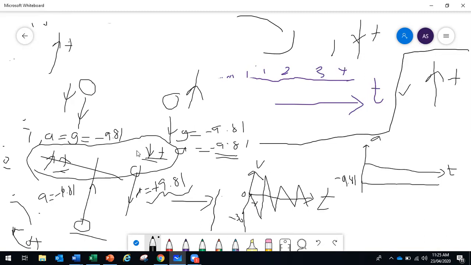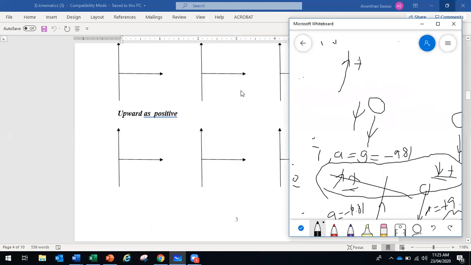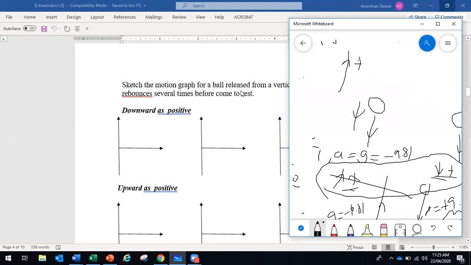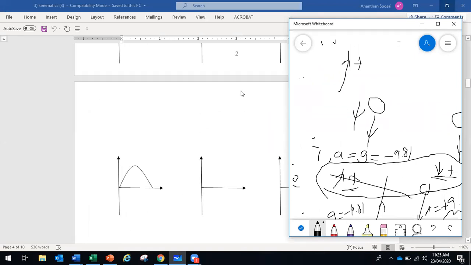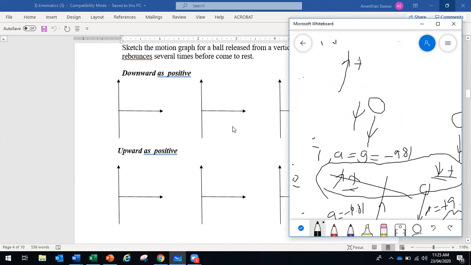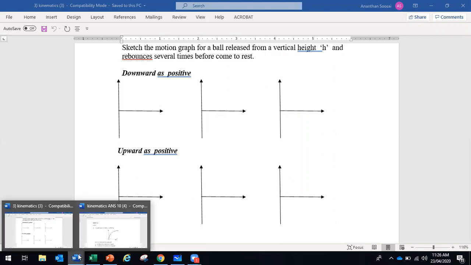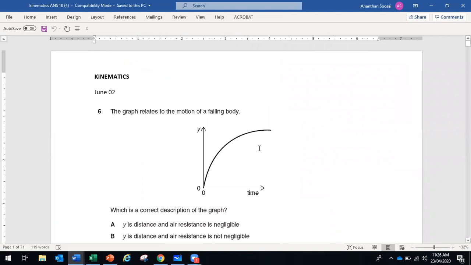This part will be clarified in the next part, because next we're going to do the motion equations. Okay class, so this is your upward as positive and downward as positive. In the sketching graph we did the earlier graph, then we did this movement under gravity, which is the one they are going to ask the most. This is the most important. Okay, let's go through some questions before we continue.